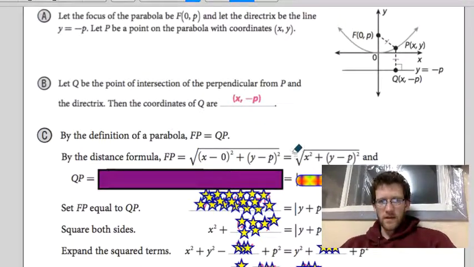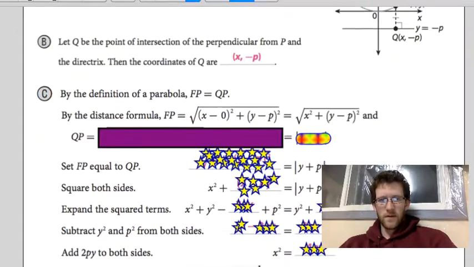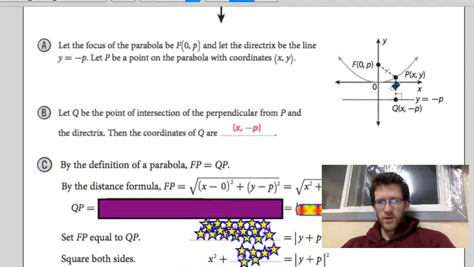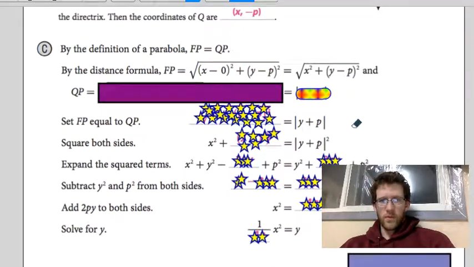The formula is the square root of x squared plus (y minus p) squared, right? From Q to P, it's actually a little simpler. The difference in x's is 0. There's absolutely no difference. So therefore, the length of QP is simply y minus negative p, or y plus p, right?